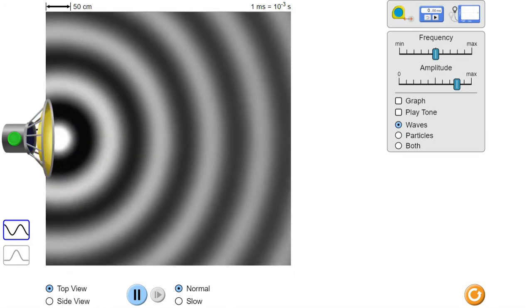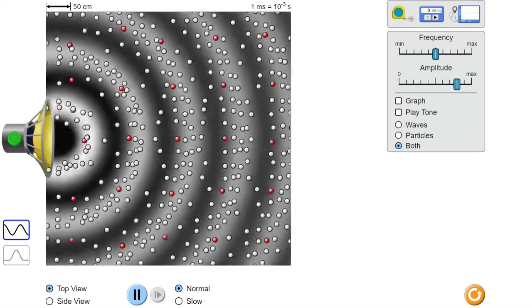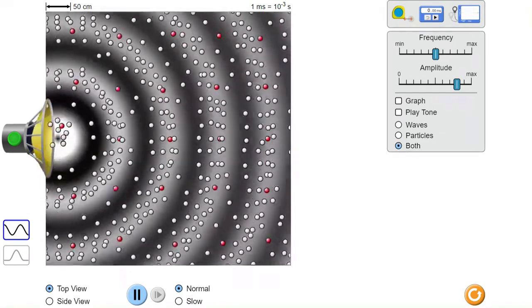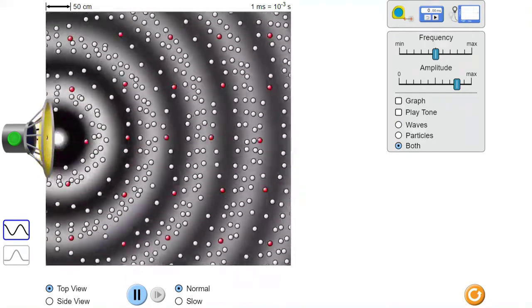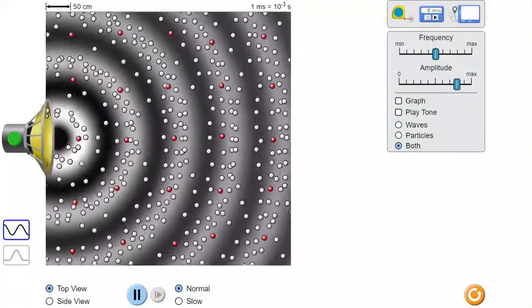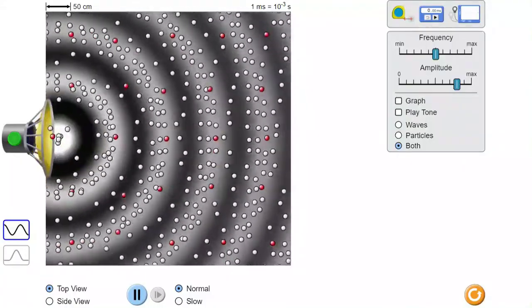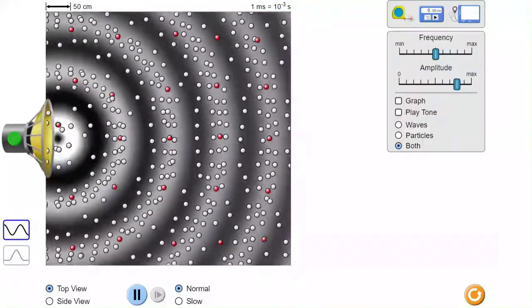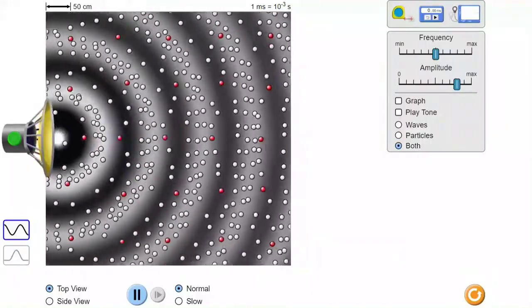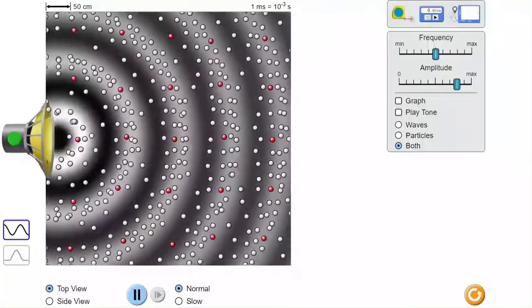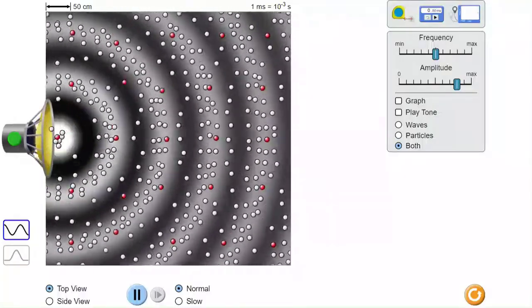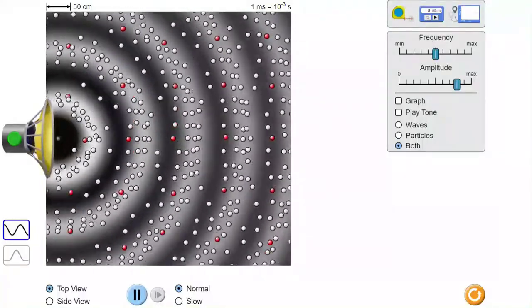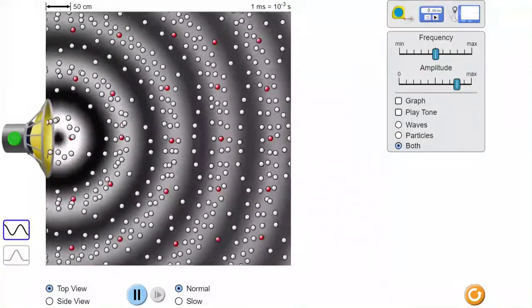Now what we can do is have both the particles and the wave to illustrate that. So you can see during a high pressure region, that red particle oscillates towards the source, and during a rarefaction, the lower pressure regions, they tend to go back. Now that continues on back and forth, back and forth.